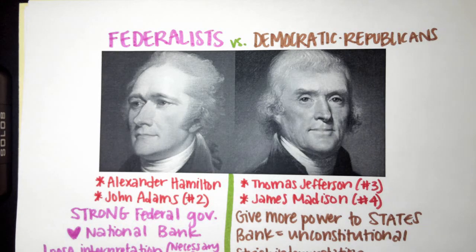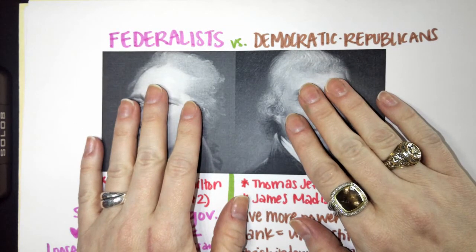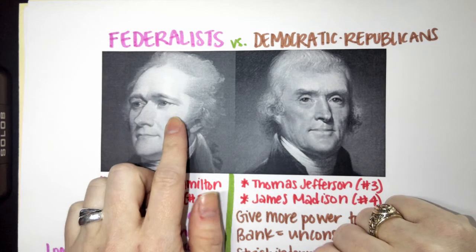Today we're going to look at the differences between the two major political parties in the early republic, and that is the Federalists versus the Democratic-Republicans. Now, please do not confuse these guys with the two groups concerning the Constitution, the Federalists versus the Anti-Federalists. However, the Federalists and Anti-Federalists were kind of the basis for these two political parties. So first off, we're going to start with the Federalists.